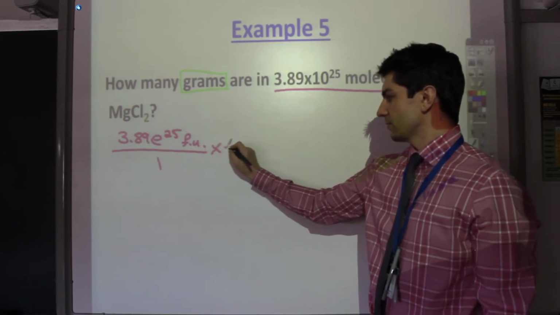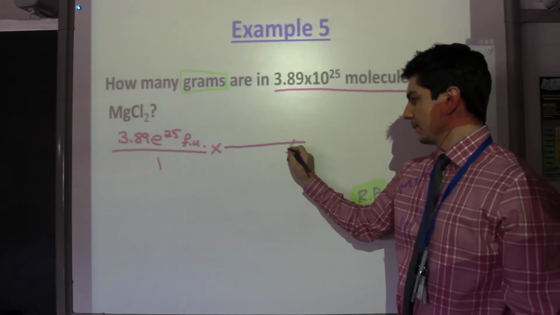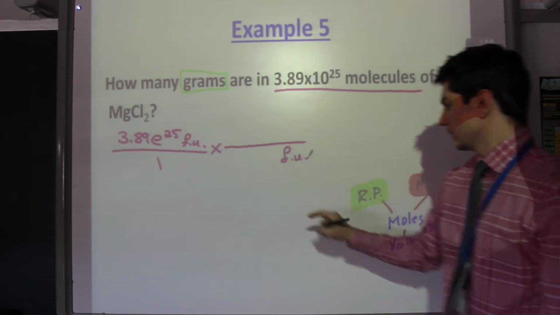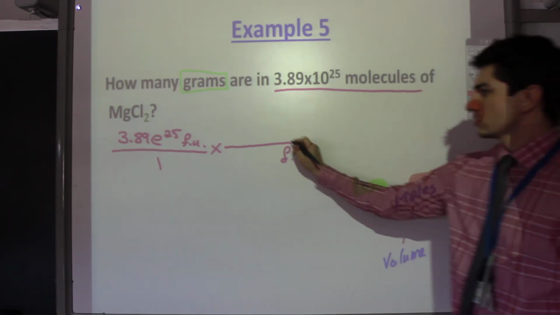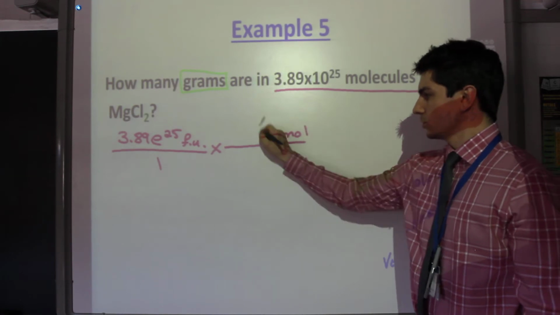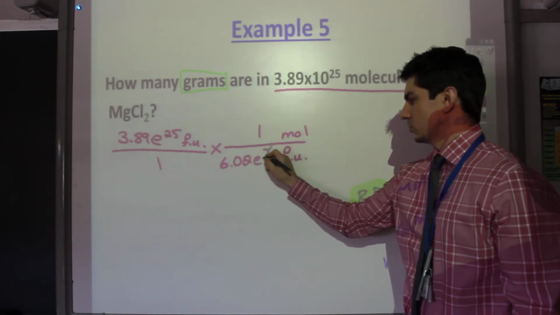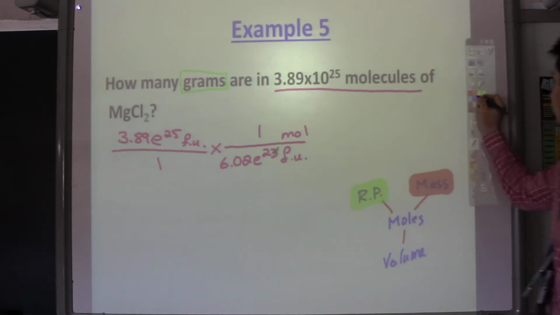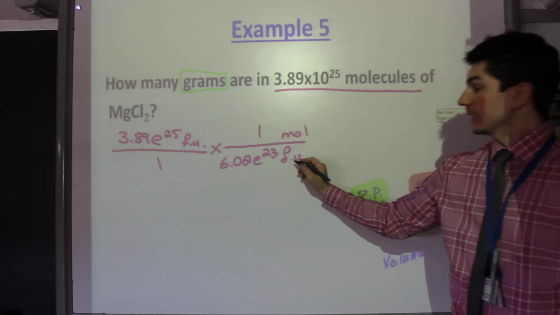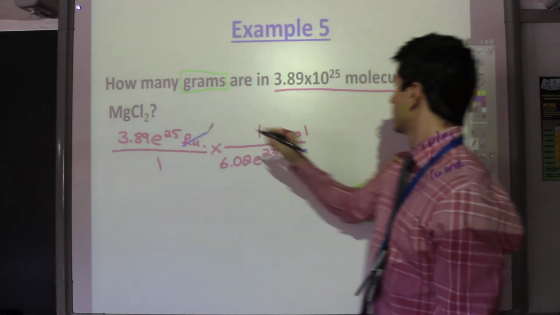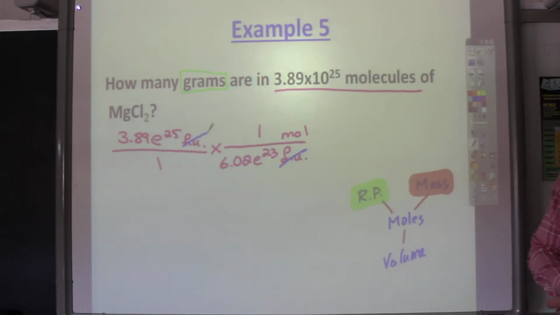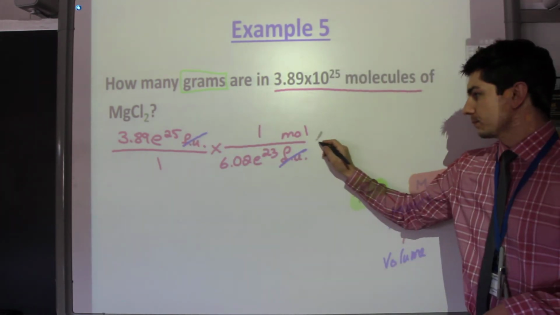So for my first conversion factor, I'm going to put FUs on the bottom, and moles is going to be on top. So in 1 mole, I always have 6.02, Avogadro's number, times 10 to the 23rd formula units, and that so nicely cancels out my FUs or molecules of magnesium chloride.